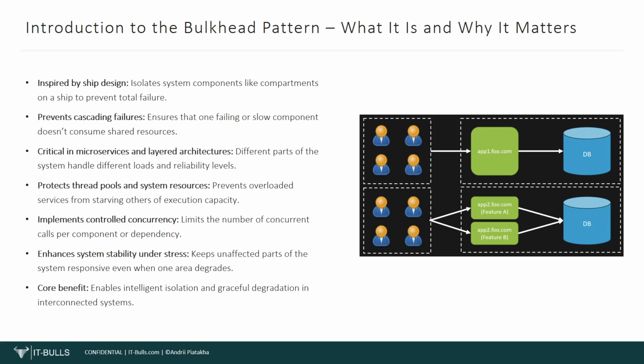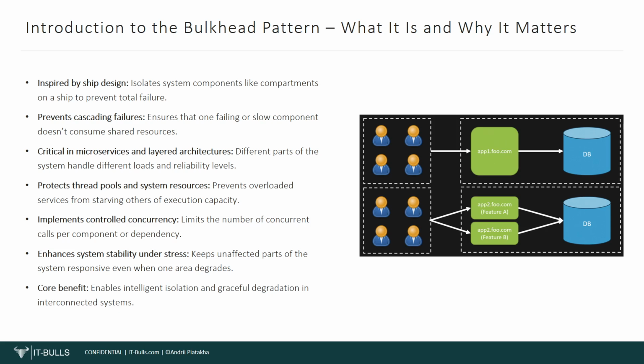Let's begin today's session by introducing a resilience pattern that plays a crucial role in protecting modern applications from cascading failures. The bulkhead pattern. The concept, as you might guess from its name, is borrowed from naval architecture. On a ship, bulkheads are physical partitions that divide the hull into separate compartments. If one compartment takes on water, the others remain sealed and operational, preventing the entire ship from sinking. In software, we apply the same principle to isolate parts of our system, so that if one component becomes slow, overloaded, or fails entirely, it doesn't bring everything else down with it.